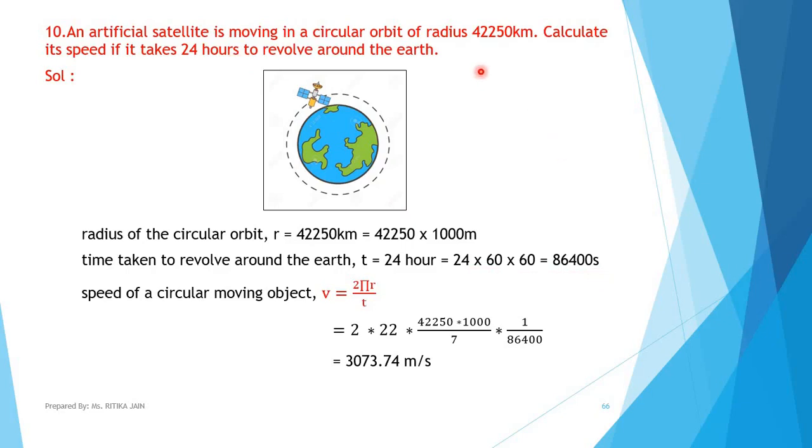Now the speed of revolution, the formula from uniform circular motion is 2 pi r upon t. Put the values here. The value of pi will be taken as 22 by 7. When you put the values and solve, you will get the speed of the circular moving object as 3073.74 meter per second. Okay, so this was all about the remaining questions of your NCERT exercise.